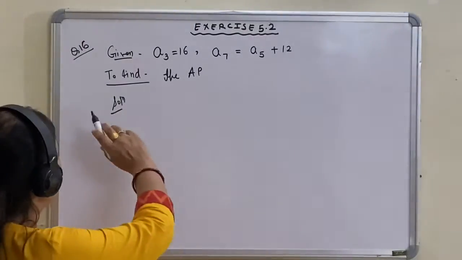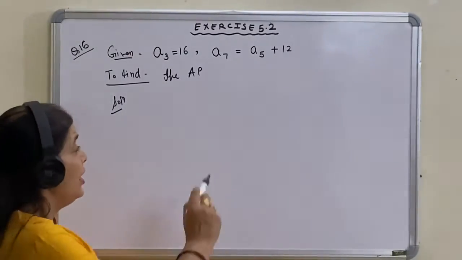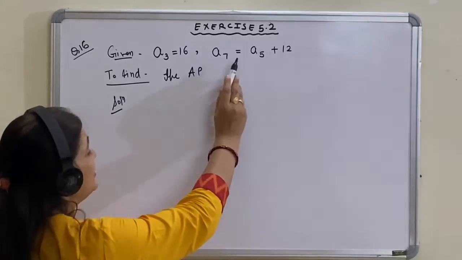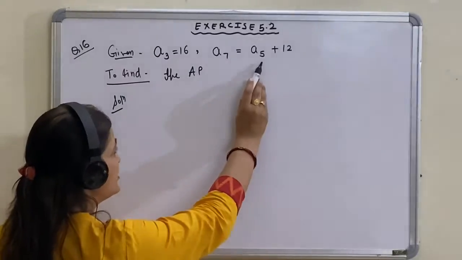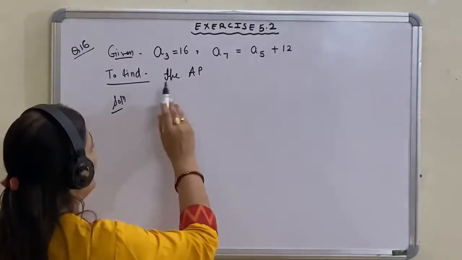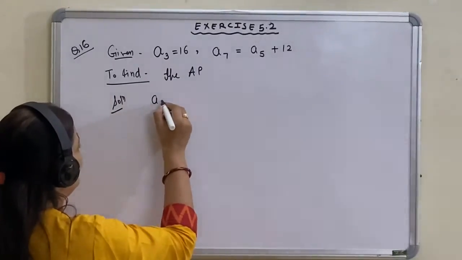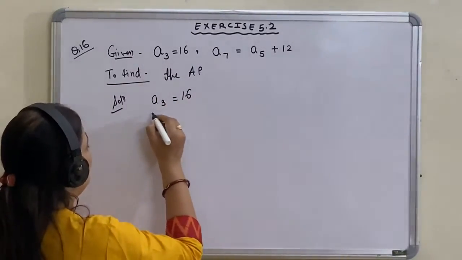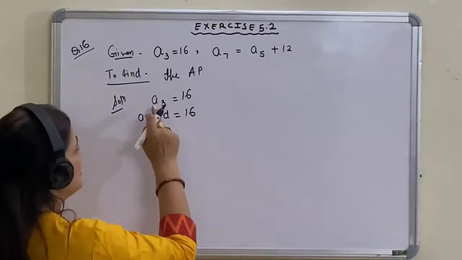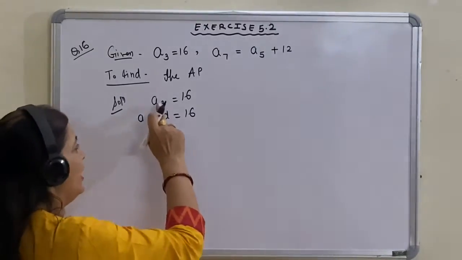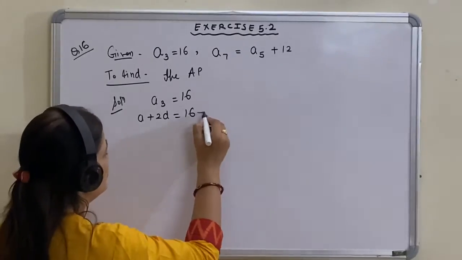In question number 16 it is given third term is 16. Third term क्या है? 16 है and the seventh term exceeds the fifth term by 12. Seventh term fifth term से 12 ज़्यादा है. आपको AP फाइंड करनी है. So by the given A3 is equal to 16, we get A plus 2D is equal to 16 because A plus n minus 1 into D. n minus 1 मतलब 3 minus 1, 2. So it will be A plus 2D is equal to 16.